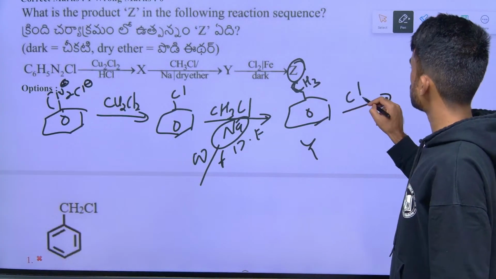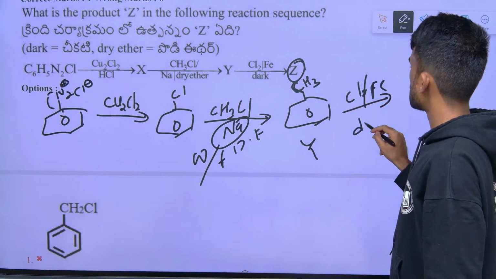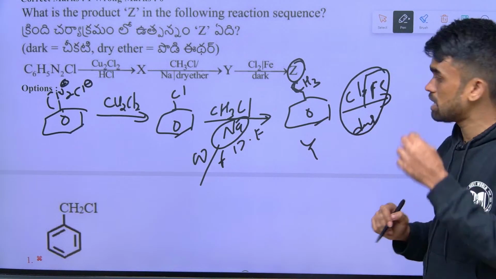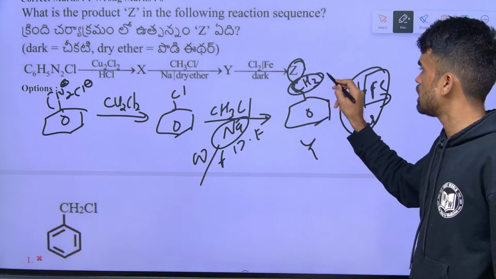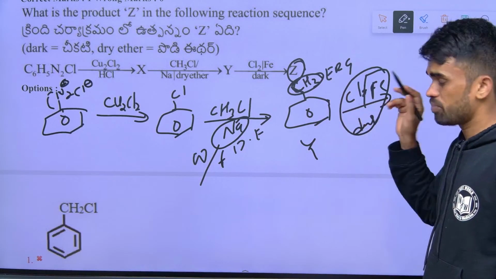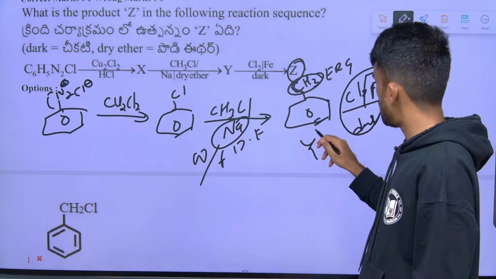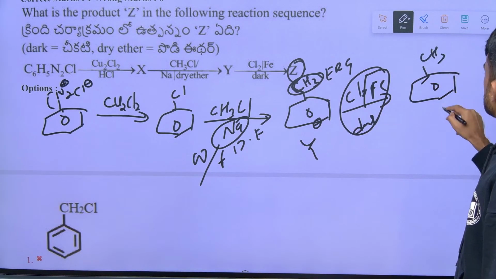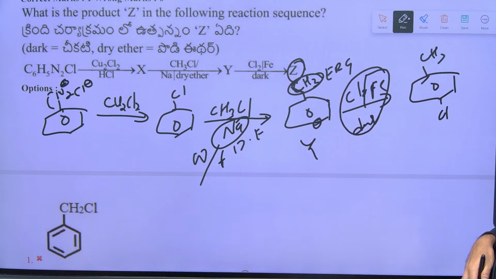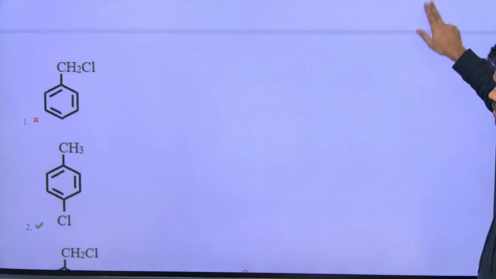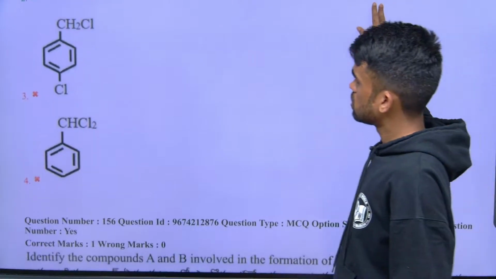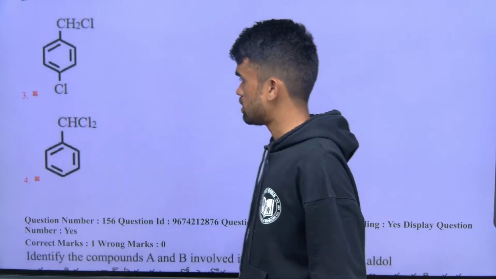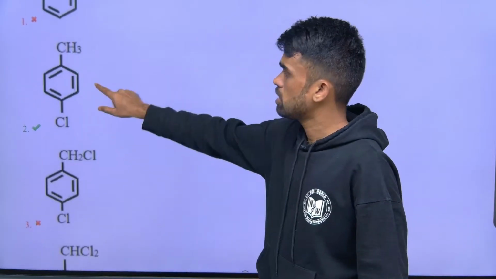For this we need to do Cl2, Fe in the dark condition. So Cl2, Fe in the dark condition means electrophilic aromatic substitution. So this is an electron releasing group, so it will direct the incoming electrophile to the para position. Therefore we got the answer as CH3, with Cl at the para position of this toluene. Okay, so let us see the options. Yes, so do we have, yes, Cl at the para position of this toluene, that's it. So our option 2 is the correct answer for this.